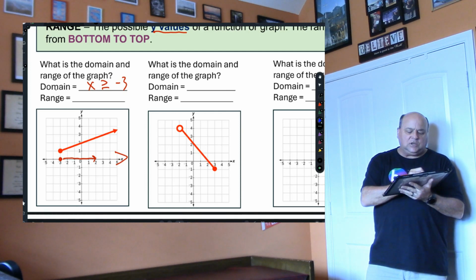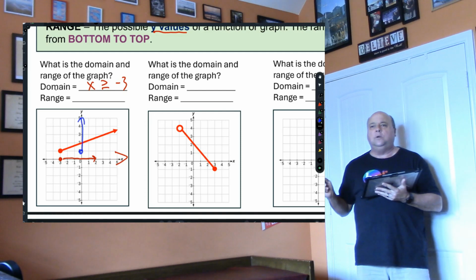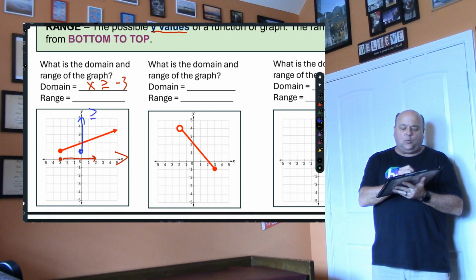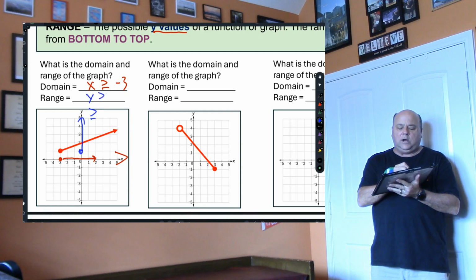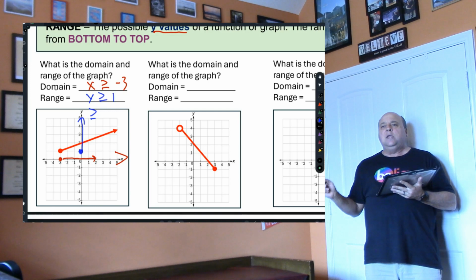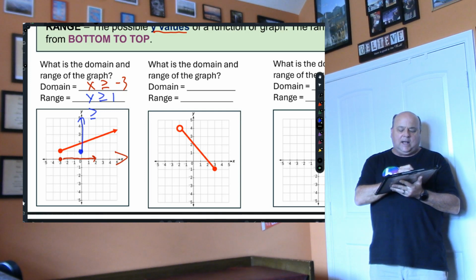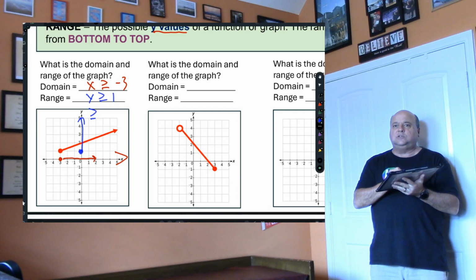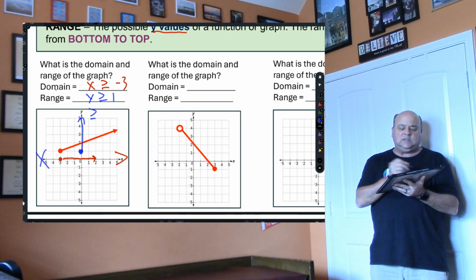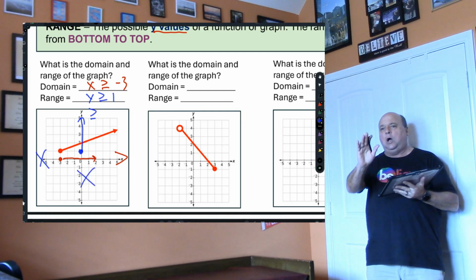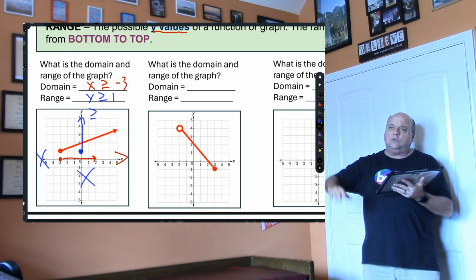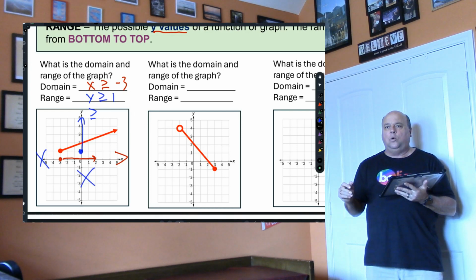Our range is on the y. It goes from here and it goes up with an arrow in it. So if we go up, we're getting greater than, right? So the range is going to be y greater than or equal to 1. Okay? So notice that all of the y's are above here. All of the x's are over here. There are no x's over here, and there are no y's down here, are there? So all of the x's are to the right of -3, and all of the y's are above 1.